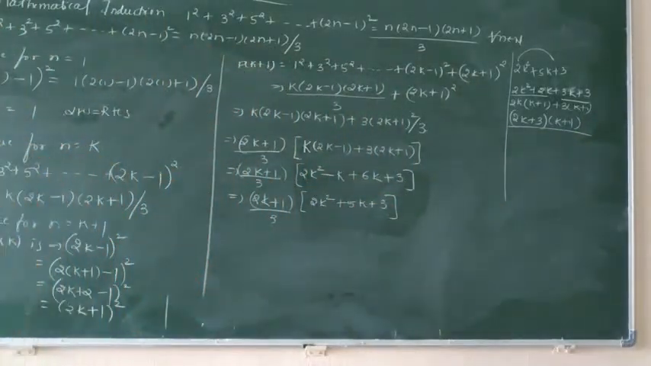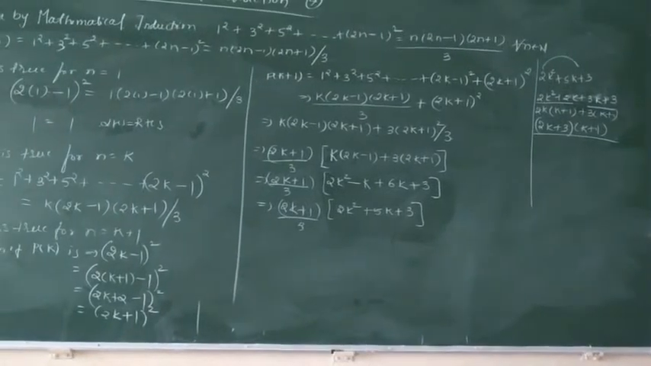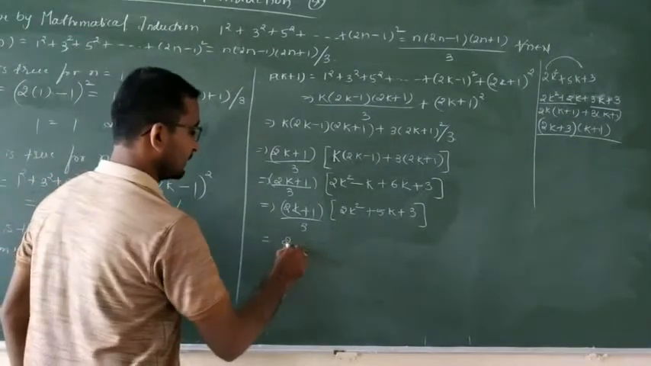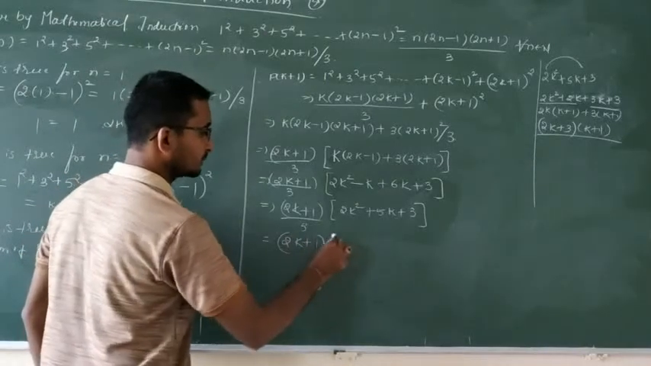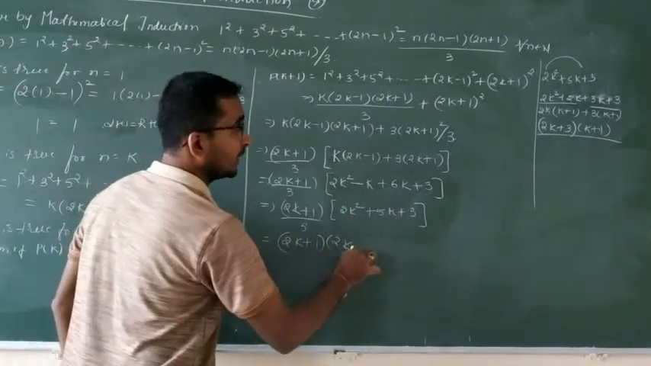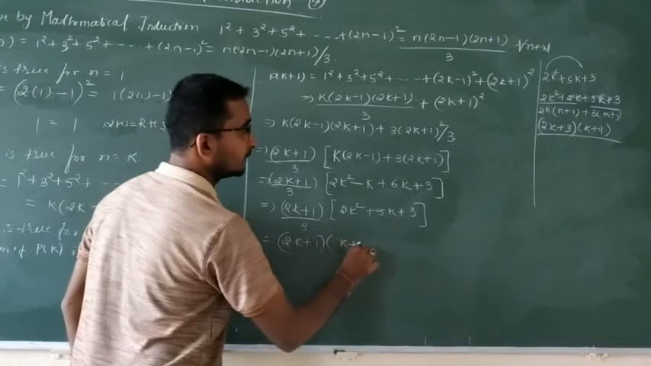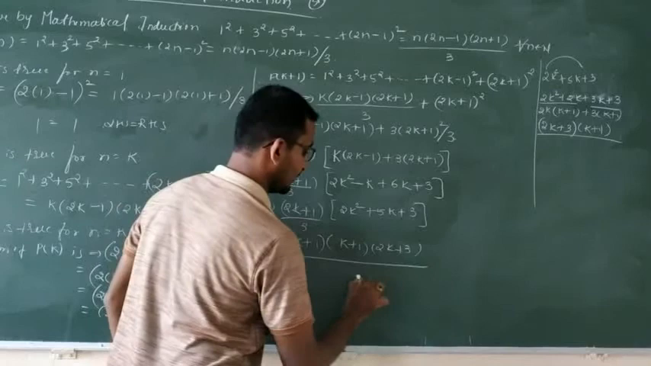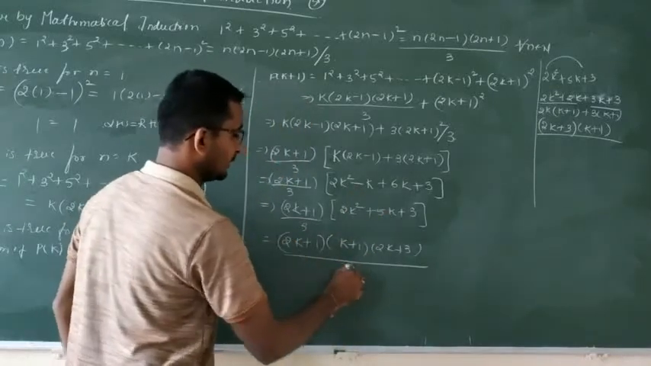What do I have to write in place of 2k square plus 5k plus 3? It is (k plus 1) into (2k plus 3). So the expression is (2k plus 1) into (k plus 1) into (2k plus 3), divided by 3.